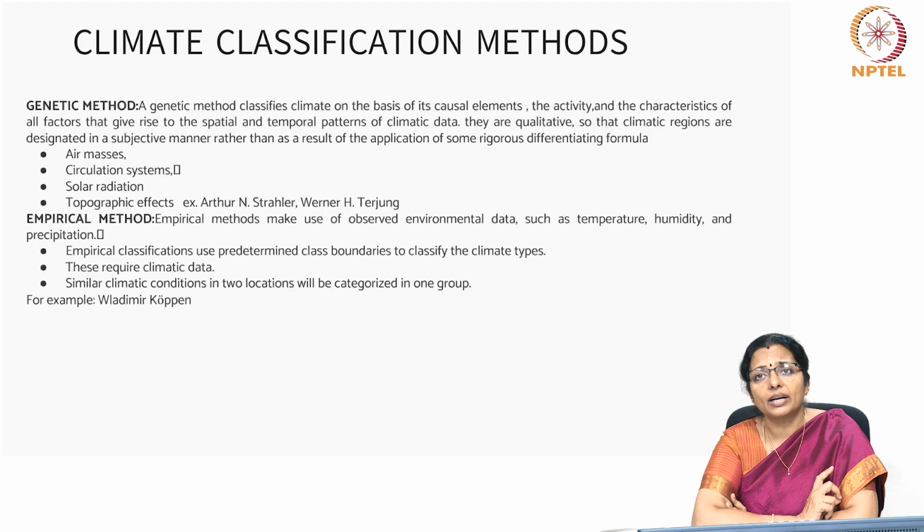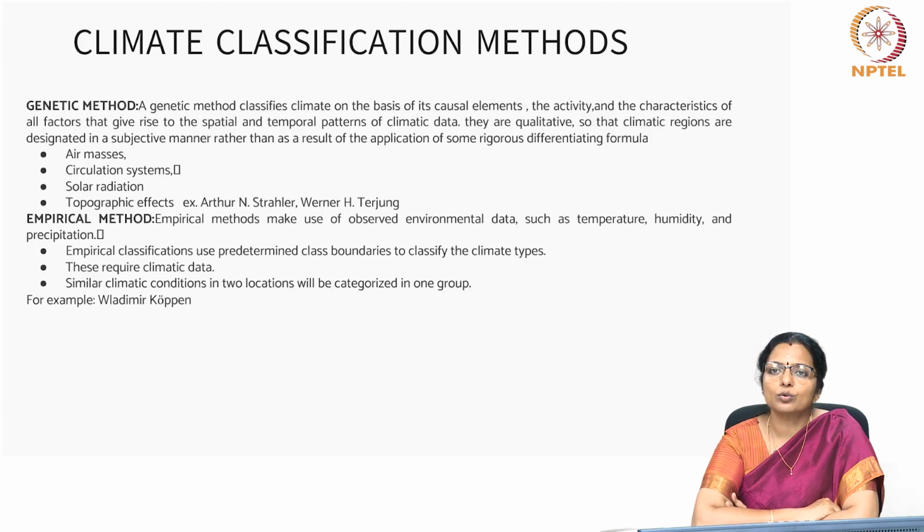Then you have the empirical method. The empirical method makes use of observed environmental data such as temperature, humidity, and precipitation. Empirical classifications use predetermined class boundaries to classify the climate types. These require climatic data. Similar climatic conditions in two locations will be categorized into one group. For example, the Vladimir Koppen classification.